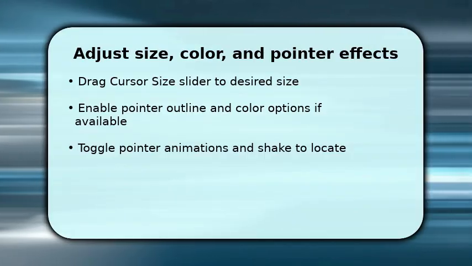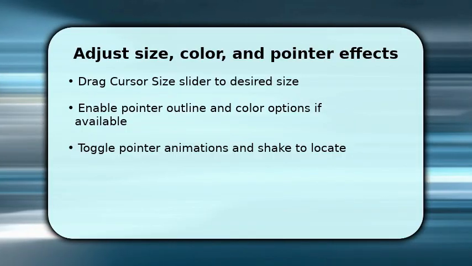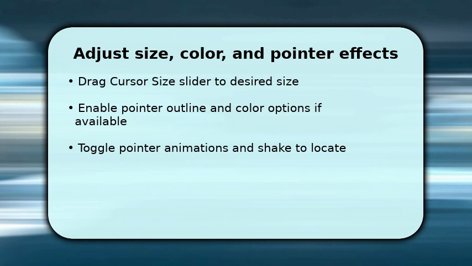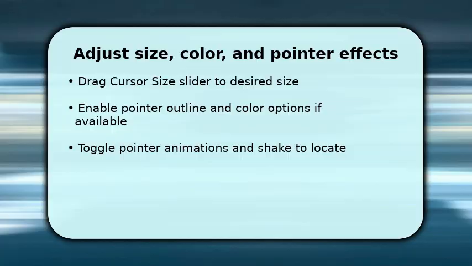Next, choose pointer outline thickness and color where offered. Pick high contrast hues to improve visibility. If your Mac OS supports pointer effects, toggle those to reduce distraction or enhance clarity. Also enable or test the Shake Mouse Pointer to Locate feature. It temporarily enlarges the cursor. Make sure to test with your typical apps to confirm legibility and comfort.